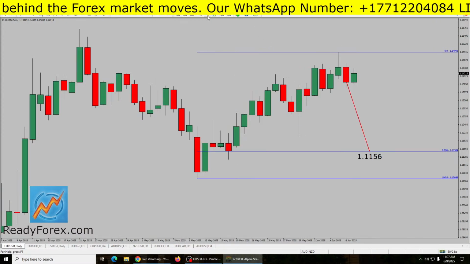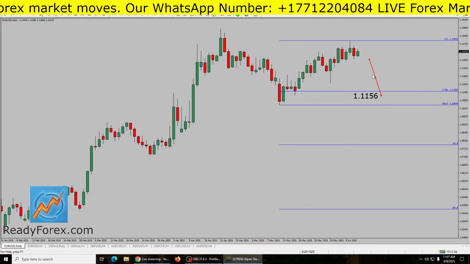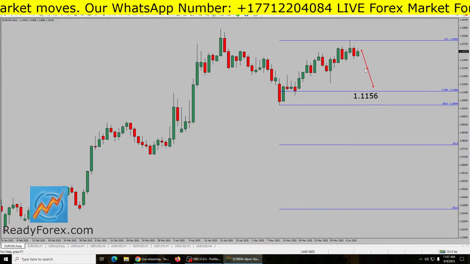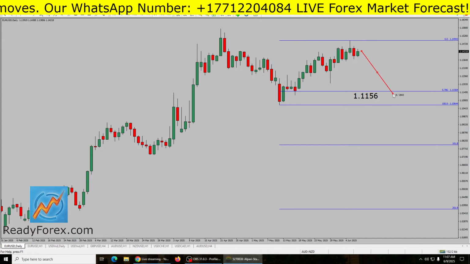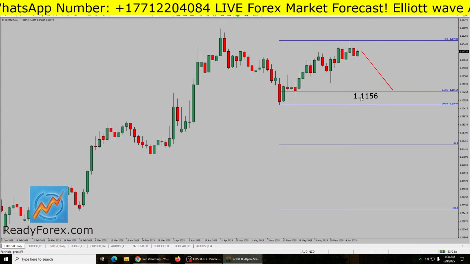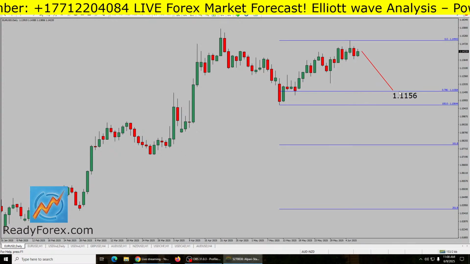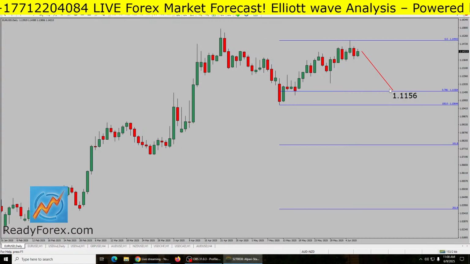Okay, EUR/USD currency pair. Let's start with Euro dollar. The way I see the EUR/USD currency pair is most likely going to drop towards the 1.1156 level right over here.